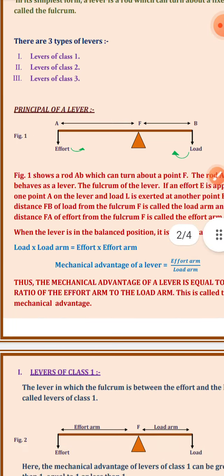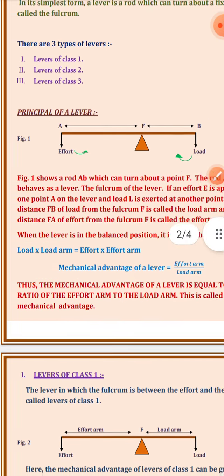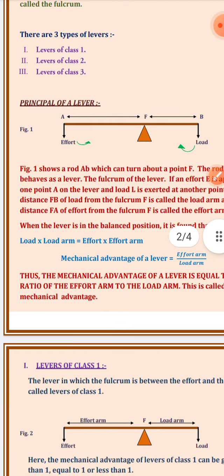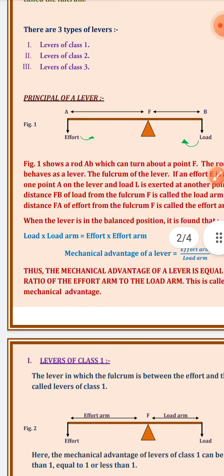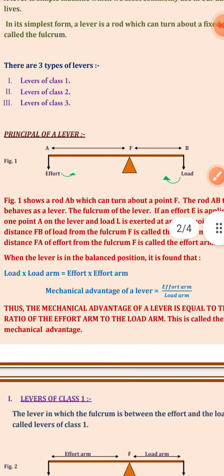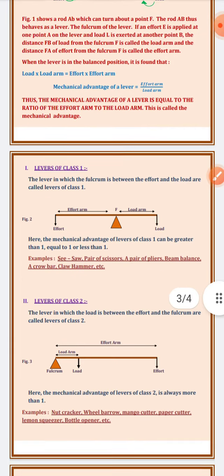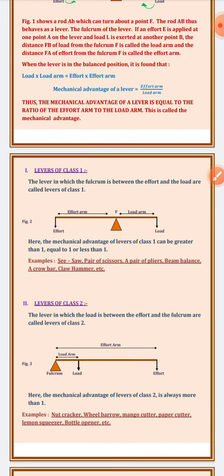Now there are three lines given below. Thus the mechanical advantage of a lever is equal to the ratio of the effort arm to the load arm. This is called the mechanical advantage. It is given in very simple language in the last three lines, so I don't think I have to explain much here. Now directly proceeding to the three classes of lever.